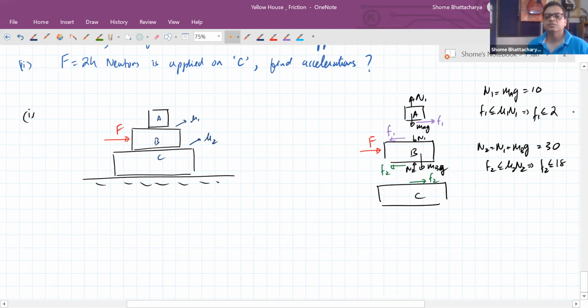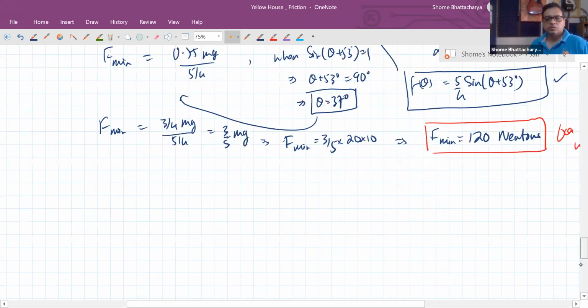So this is the maximum friction we have between block A and B. This is the maximum friction we have between B and C. And there's no friction on the ground, so we need not look at these vertical forces. Okay. So this is the thing. Now again, we will start with that only, that for F equal to, what was it now? 12 newtons.